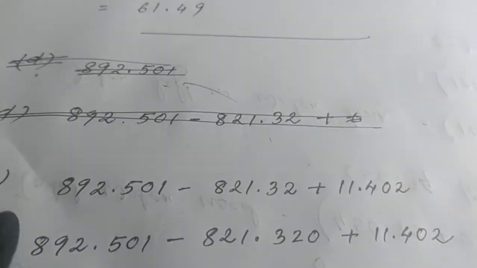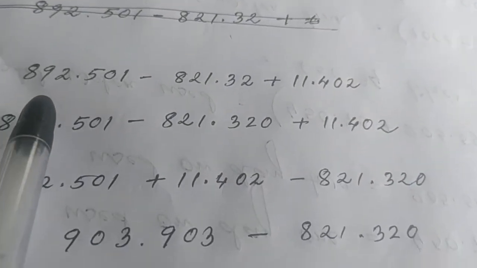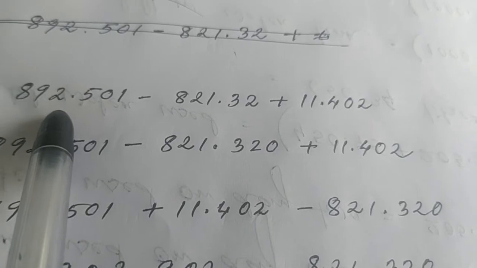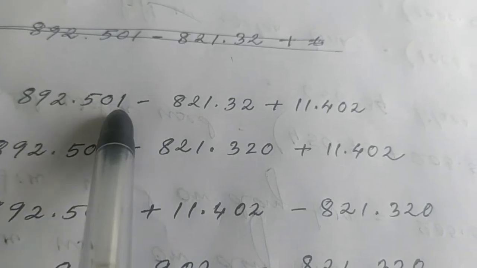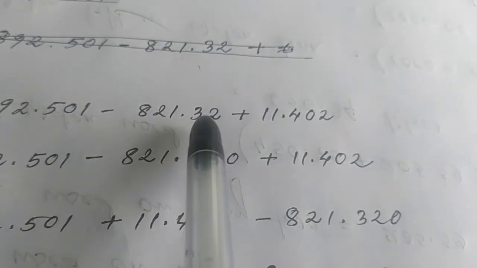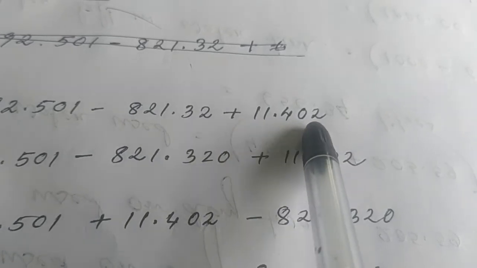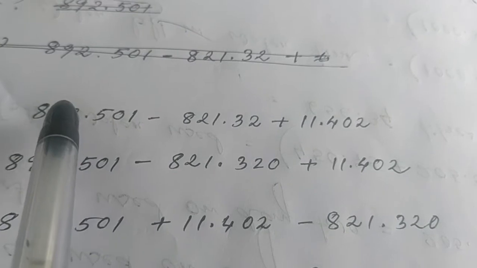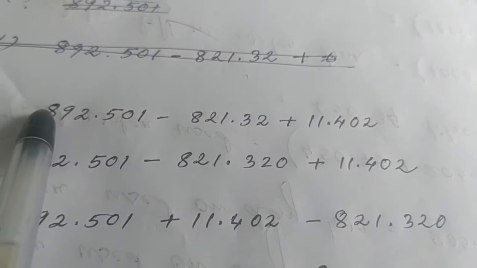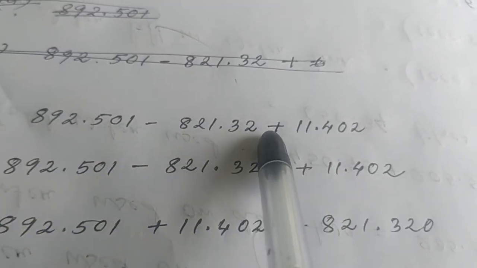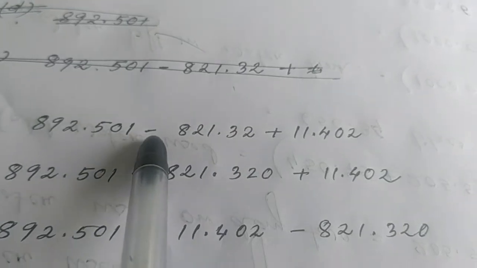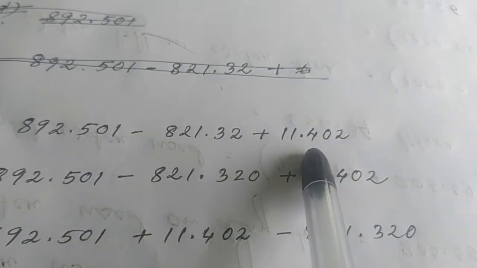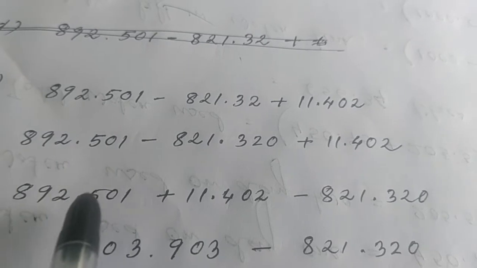And in the next D number, you see D number. What is the question? 892.501 minus 821.32 plus 11.402. Here at last plus comes. Okay, so this is positive number. This is also positive number. This one is negative number. So positive you will write together.